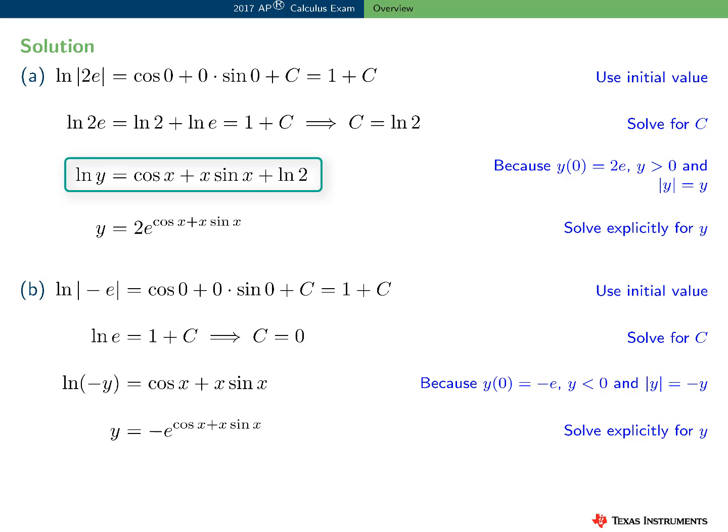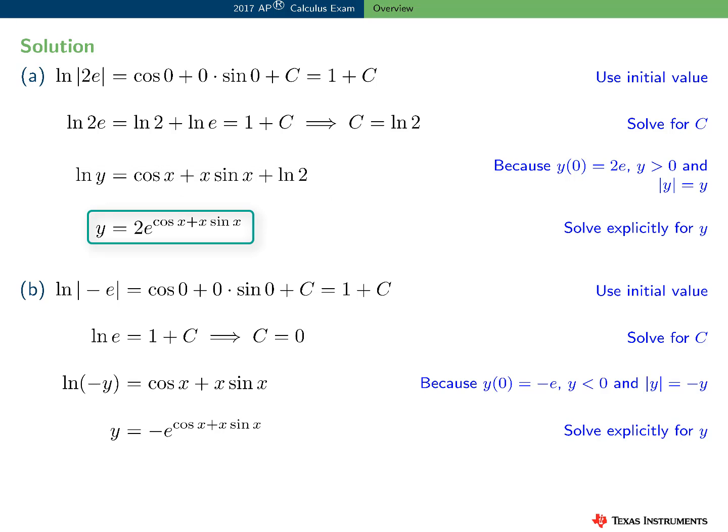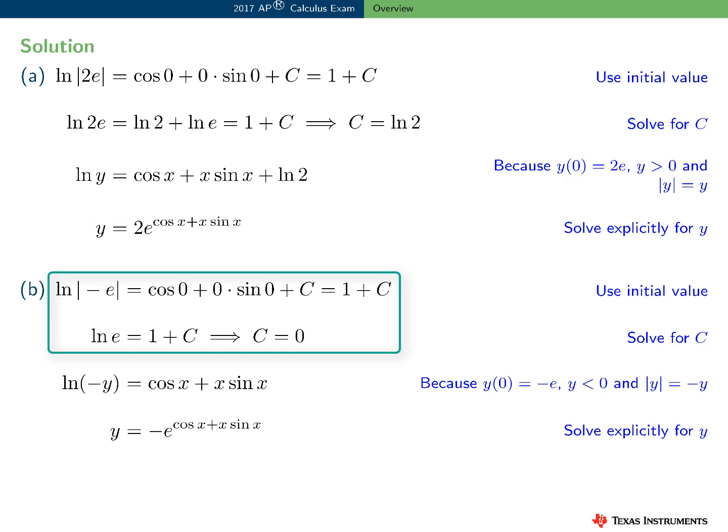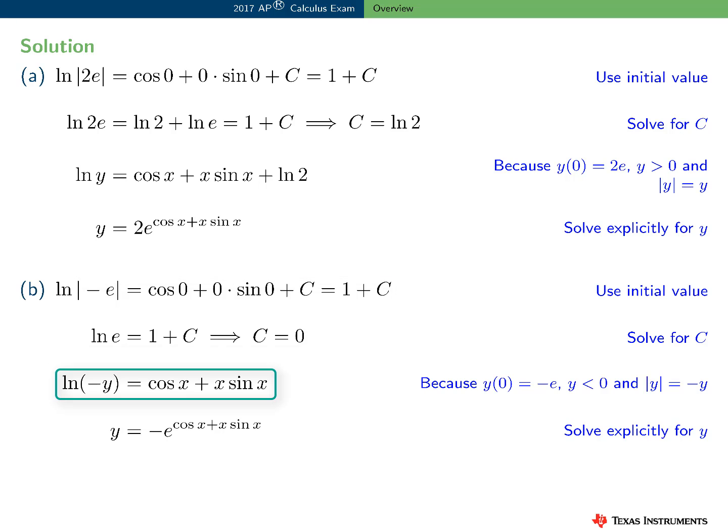We're actually finding the interval of definition, or the branch of the solution that contains this initial value. And then we solve explicitly for y. In part B, I used the initial value to find c. However, this time y is less than 0, and therefore the absolute value of y is negative y. And then I solved explicitly for y.